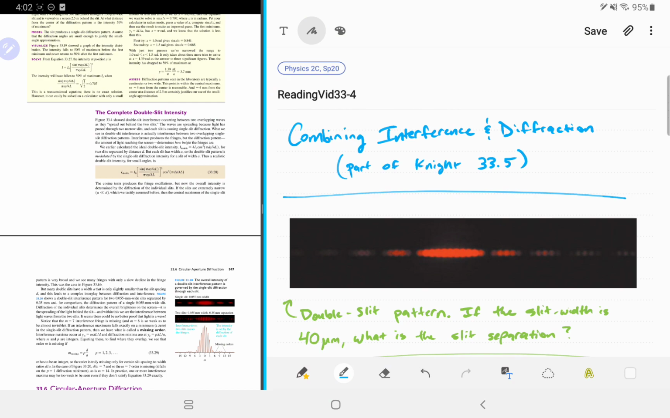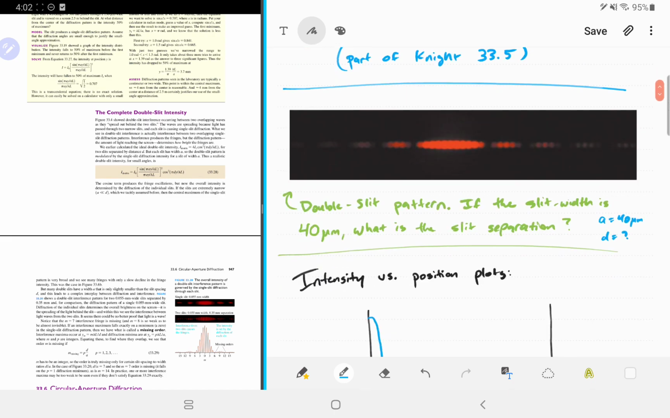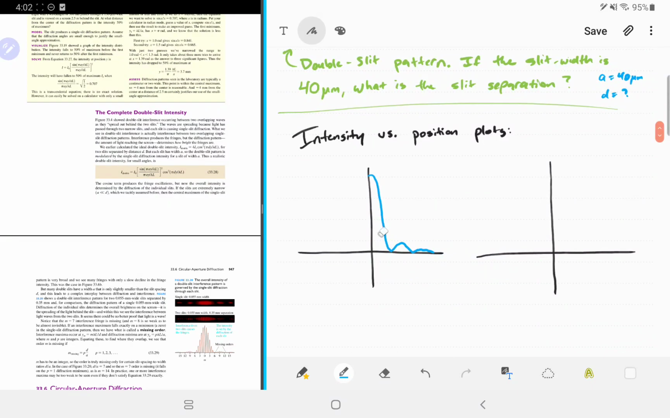And from this picture we can get a little bit of information. This question asks, if the slit width is 40 micrometers, what is the slit separation? In other words, if a equals 40 micrometers, what is d? a is the variable that we've been using for slit width, and we're assuming the same slit width for both slits. And d is the center to center slit separation.